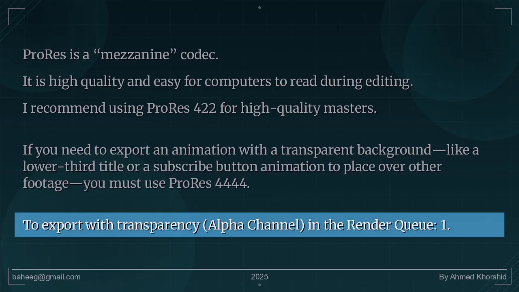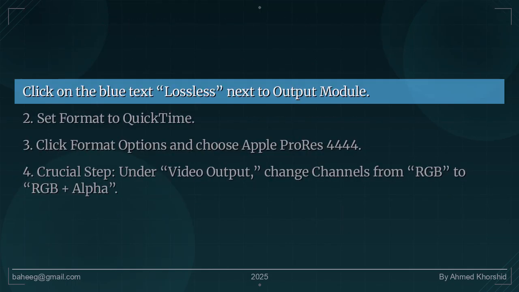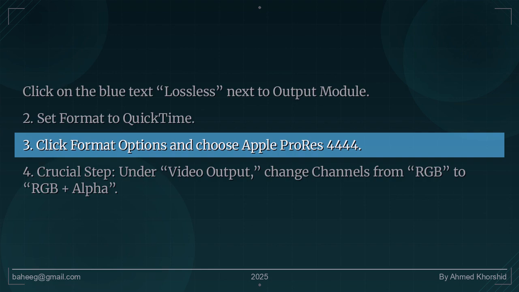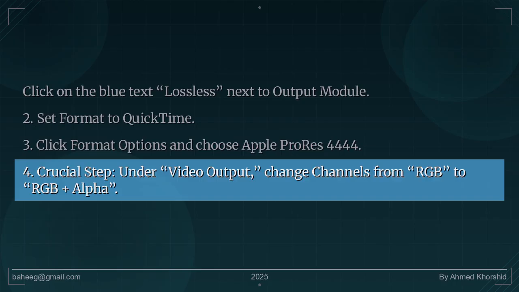To export with transparency, Alpha channel, in the render queue: 1. Click on the blue text Lossless next to Output Module. 2. Set format to QuickTime. 3. Click Format Options and choose Apple ProRes 4444. 4. Crucial step, under Video Output, change channels from RGB to RGB plus Alpha.